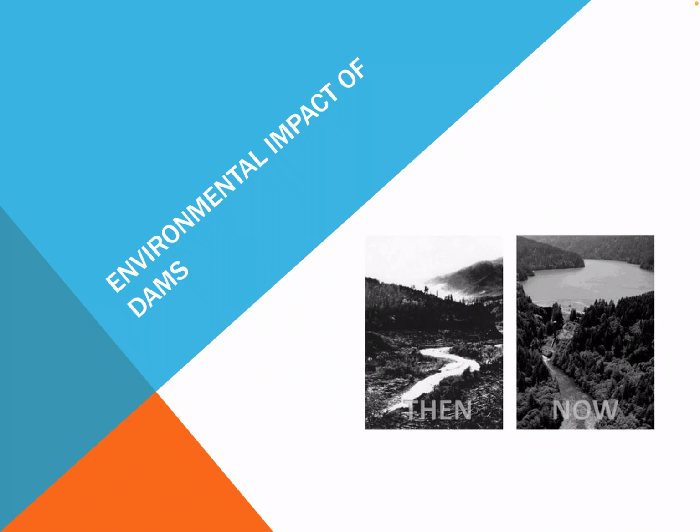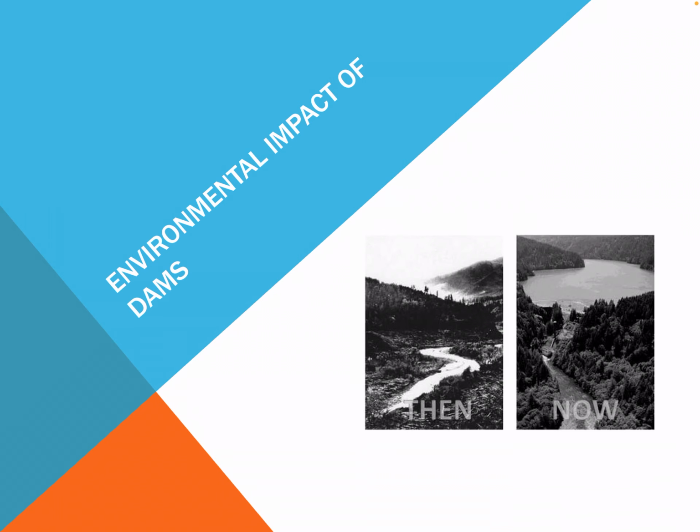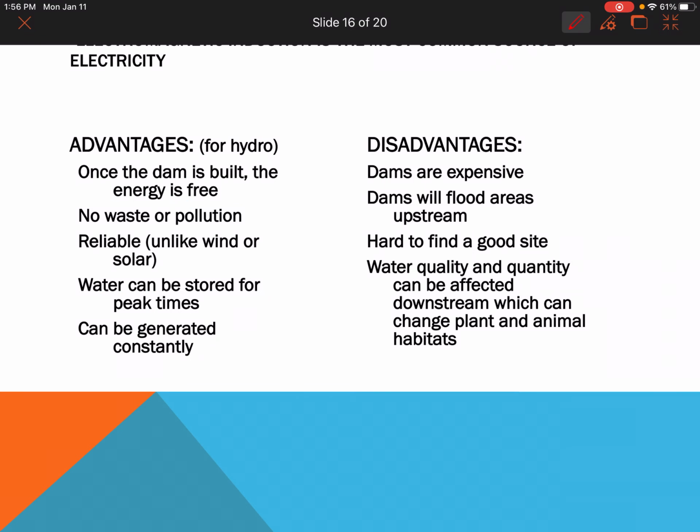So if we look here, this would be what it looked like in the past. And because of the flooding, because of a dam being built, this is what it looks like now. So quite different, this particular area. And it can really change an ecosystem and change a landscape.